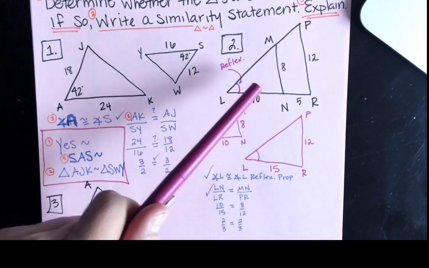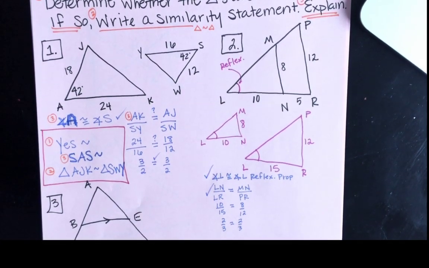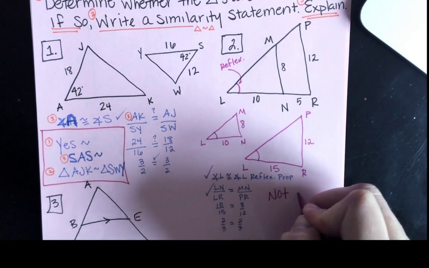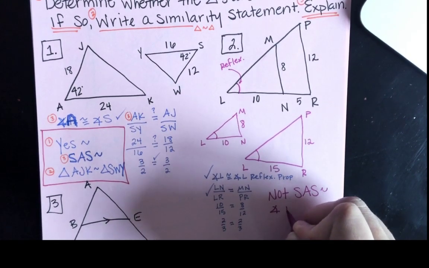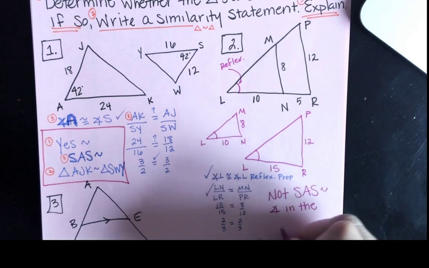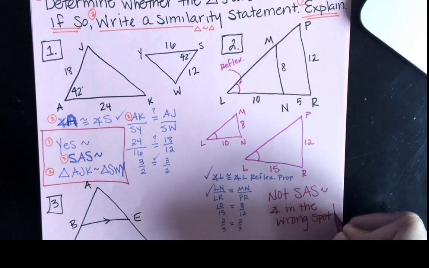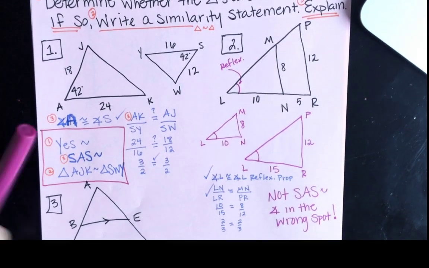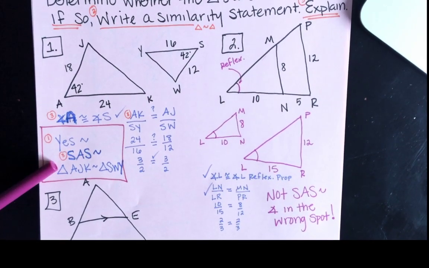So that's why I put these two next to each other. Because even though everything worked out, the angle is in the wrong place. So this is not side angle side similarity. Angle in the wrong spot. Yep, it has to be included. So I did those next to each other on purpose because it was side angle side in the first one. It was not in the second one.